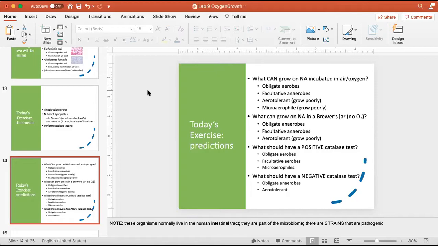So for example, we can ask ourselves the question, what can grow on a nutrient agar plate? Remember, that's what NA stands for. That we incubate in the presence of oxygen, in other words, in the presence of air. What kind of organisms among our 5 categories are able to grow when we streak them out on this agar plate and tuck them into the incubator?